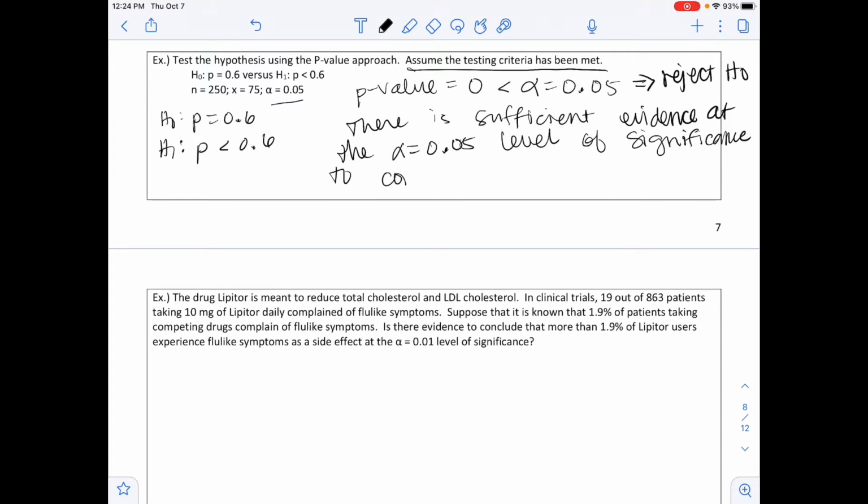To conclude that, and again, we always talk about our alternative hypothesis. And so to conclude that we will reject the null hypothesis.